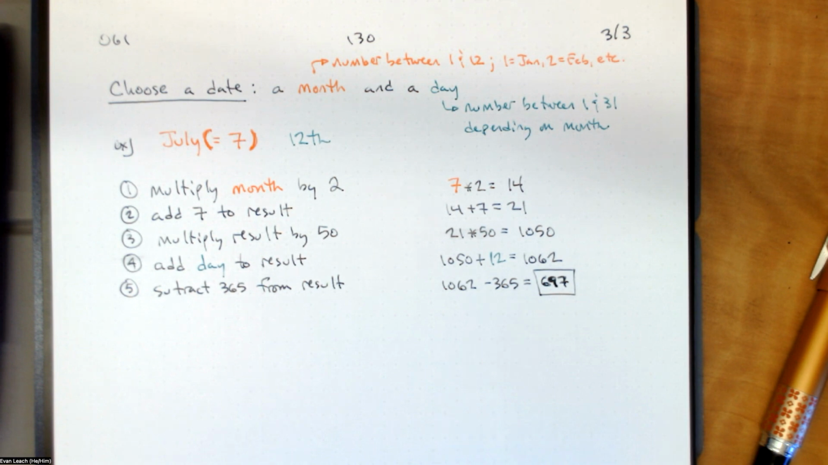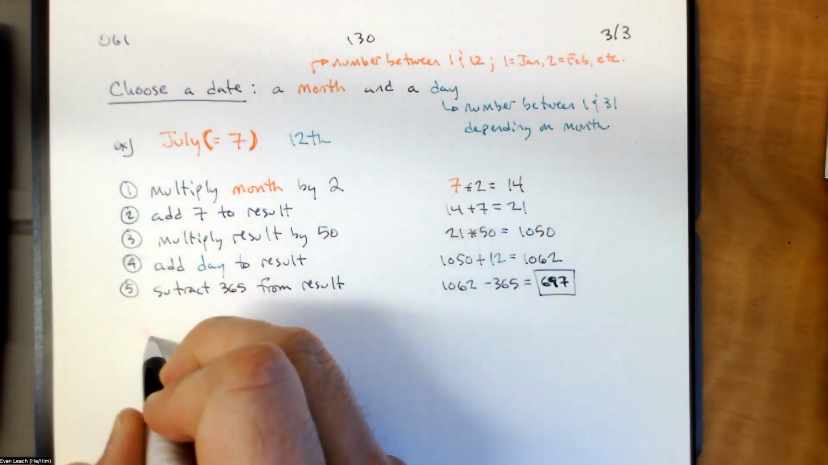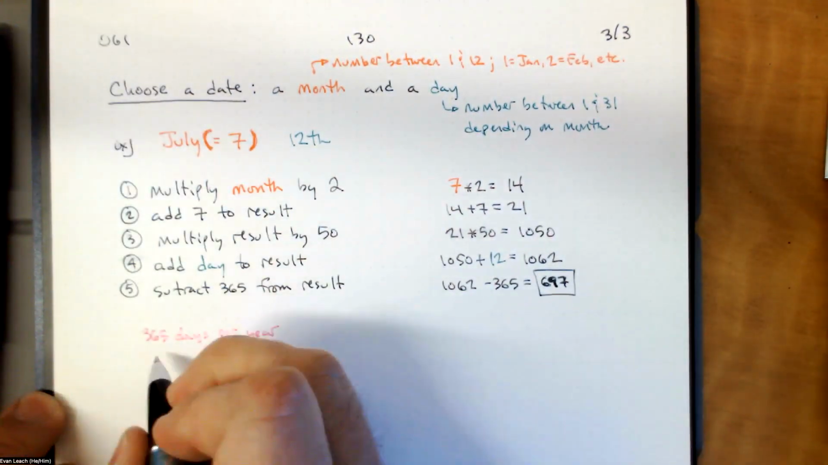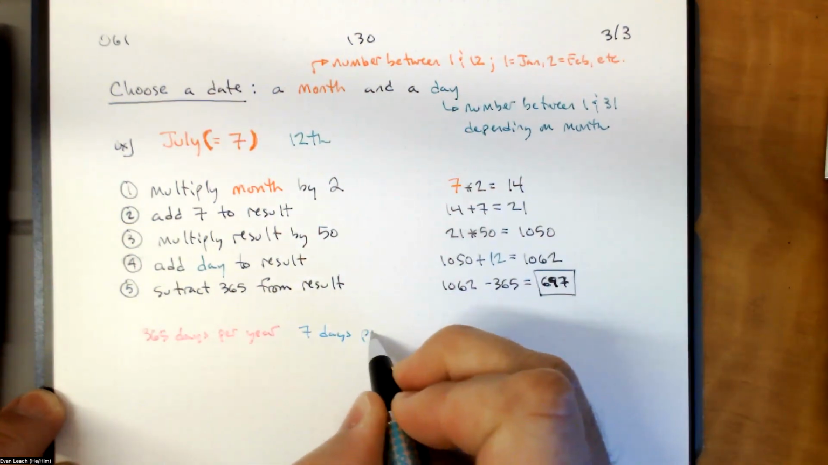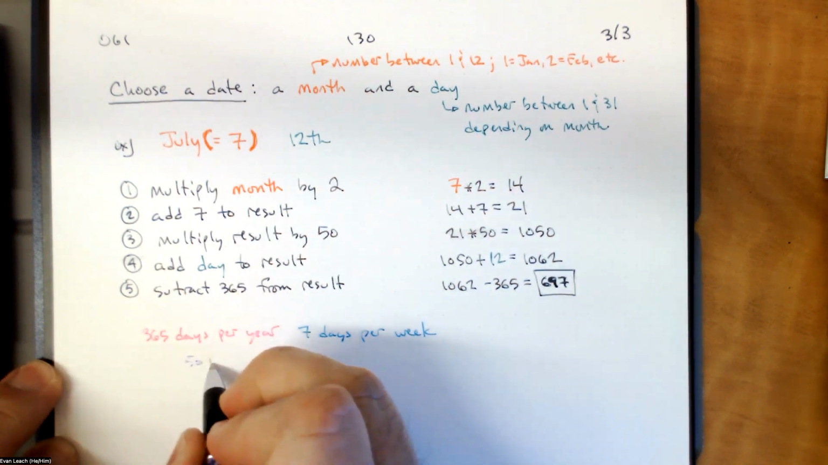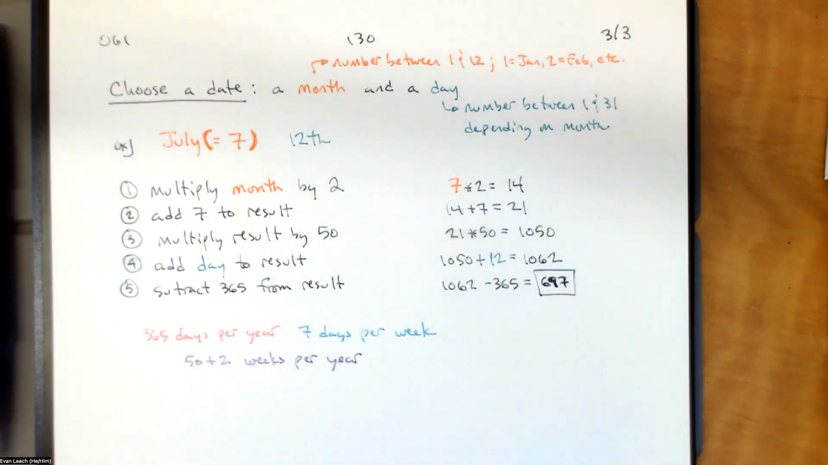These are all numbers that are significant to our calendar. There's the 365 days per year. There's the 7 days per week. And there's the 52 weeks per year, split up into 50 and 2. Traditionally, we would get 50 weeks of work and 2 weeks of vacation for a 2,000 hour year. So we see the significance of all these numbers as far as dates go.